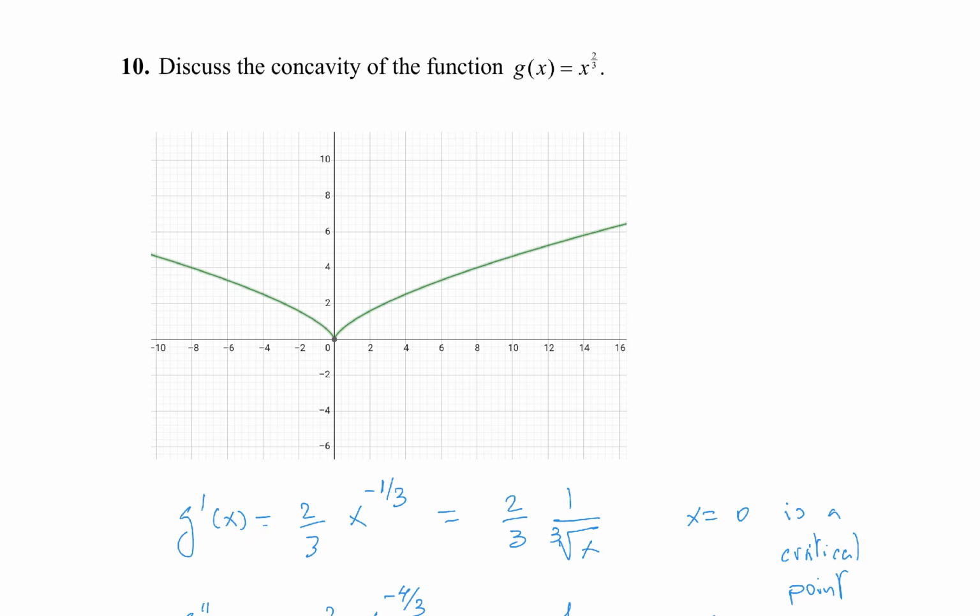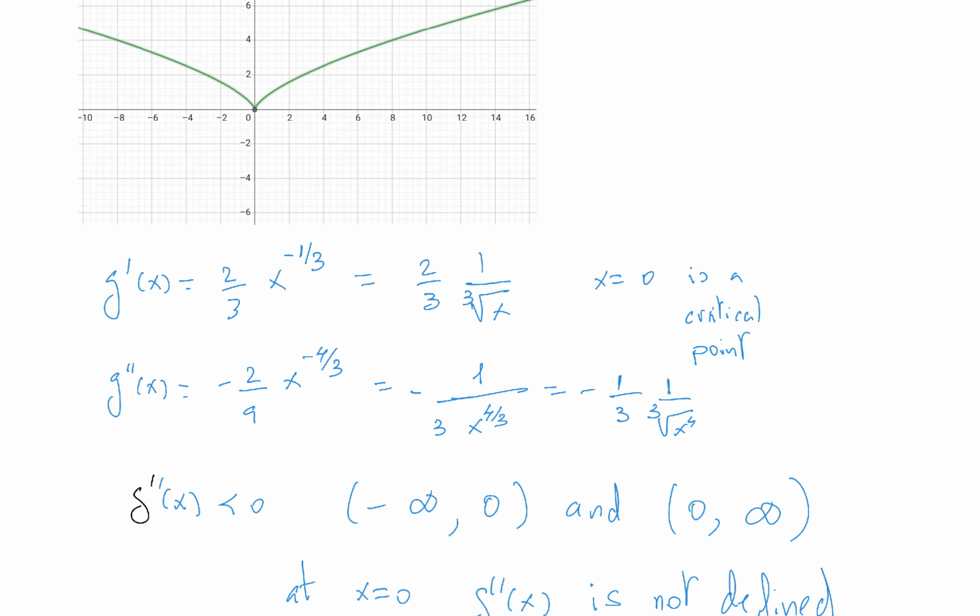So x equals 0 is a critical point of this function, and the second derivative happened to be minus 1/3 times 1 divided by the cubic root of x to the 4. So the second derivative is negative on the interval minus infinity to 0, and also negative on the other interval. Let me see. On the interval, let's say that you plug in the number minus 2. Minus 2 to the fourth would be a positive number, so this would be negative.